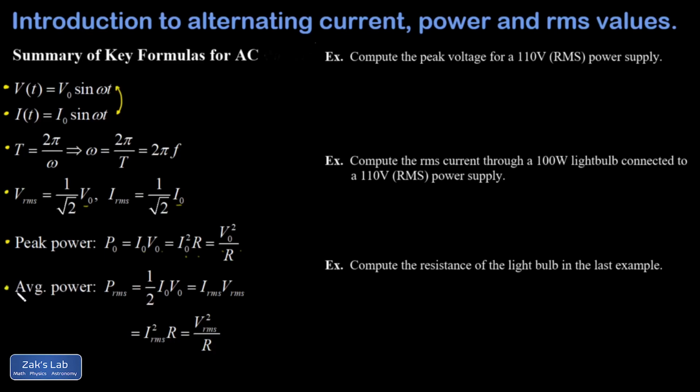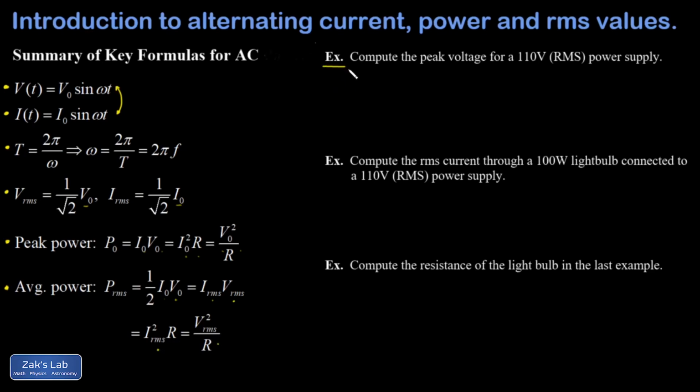Average power turned out, again using a little bit of calculus, to be 1/2 times the product of the peak current and voltage. But plugging in the definitions of RMS current and voltage, I retrieve my old power formula. The average power output is going to be the product of the RMS current and voltage. And finally, using Ohm's law, we can rework those in these two familiar forms.